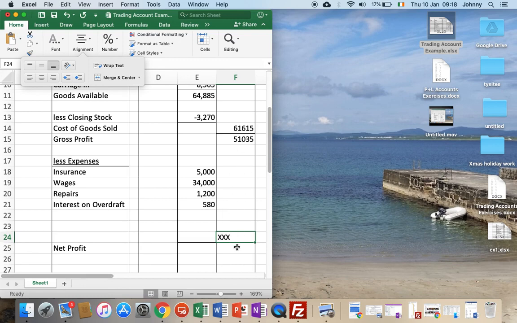So how do we add it up? Using Excel. So we'll go plus 5,000 plus 34,000. Then we just move our cursor up to the 1,200. We plus that, and then finally the interest figure. We add them together. There's our total expenses. We're going to subtract our total expenses from the gross profit above, and that's going to give us our net profit. So 51,035, take away that, and there is our net profit figure. So that's how you work out net profit.